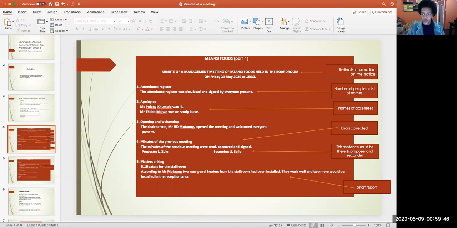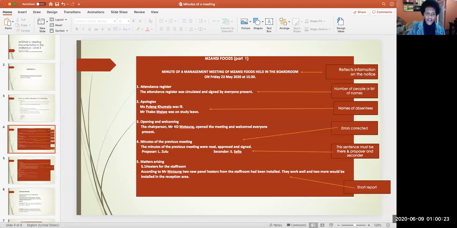Okay, point number two. This is where you name your absentees, people who could not make it to this meeting. All the people that could not make it to the meeting are placed here. Those are your apologies. And then we will have your opening and welcoming. Usually the opening and welcoming is done by the chairperson.